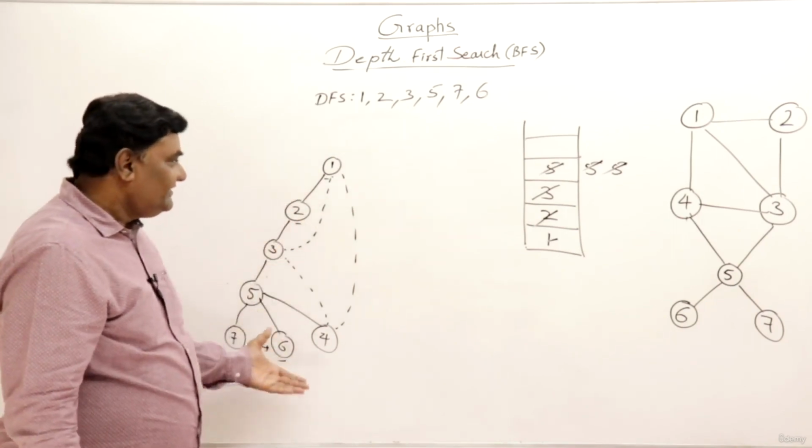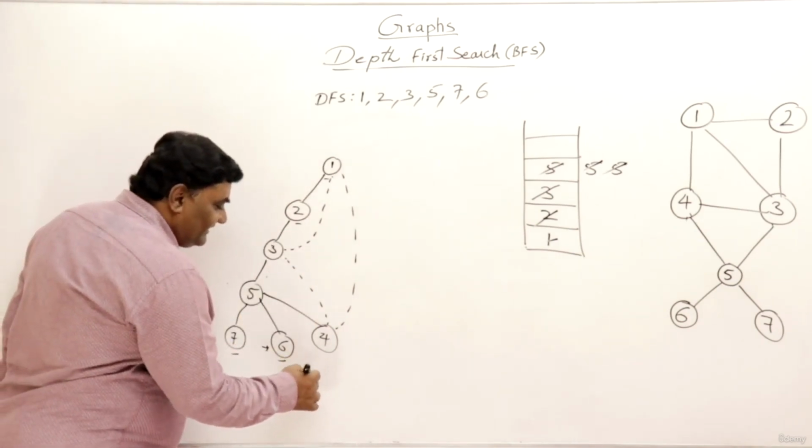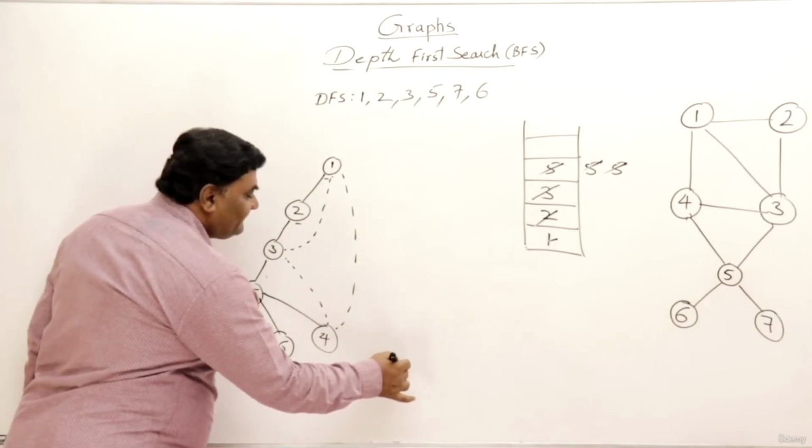So we have seen this result. The tree that we got is the depth first search spanning tree. This is the depth first search spanning tree.